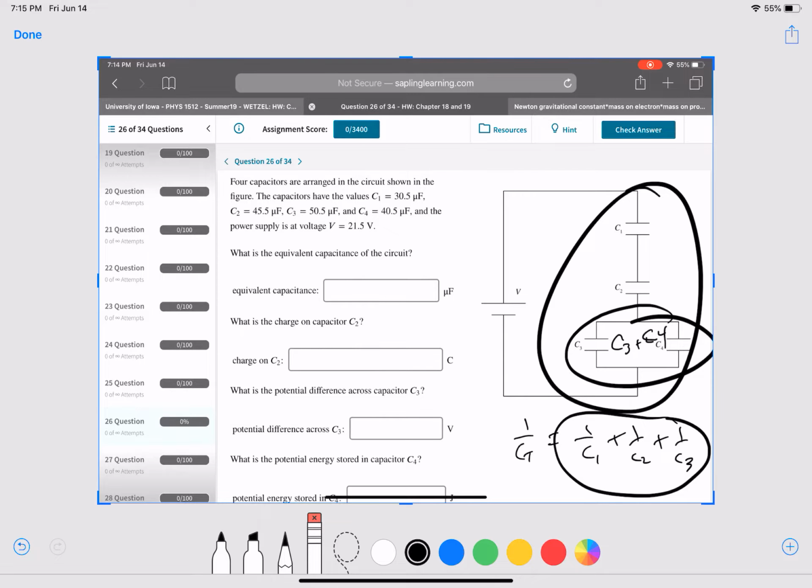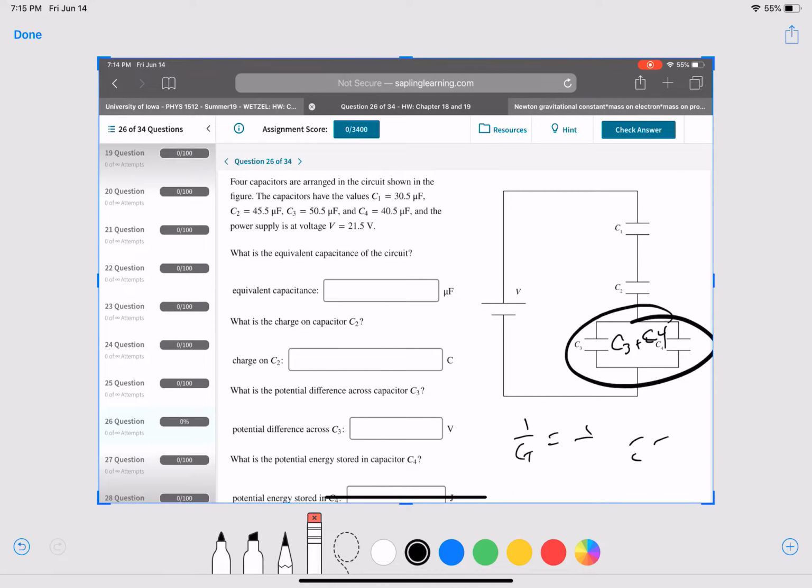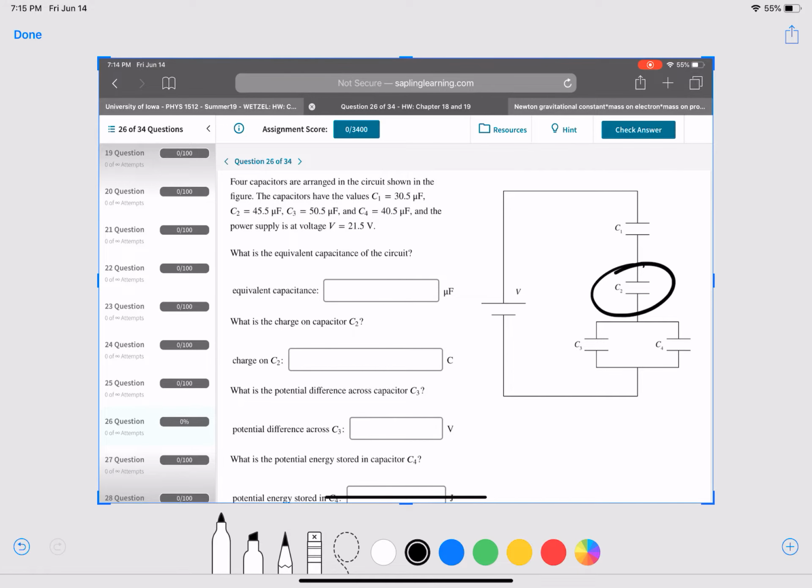Then the question is, what is the charge on capacitor 2? Here we've got the voltage of 21.5 volts. And you can figure out what the total charge is on the whole circuit by saying Q is equal to C total times V total. And that charge will be the same on C1, C2, and the combination of C3 plus C4. So the Q is going to be the total capacitance times the total voltage. So we've got 21.5 volts times our total capacitance here.